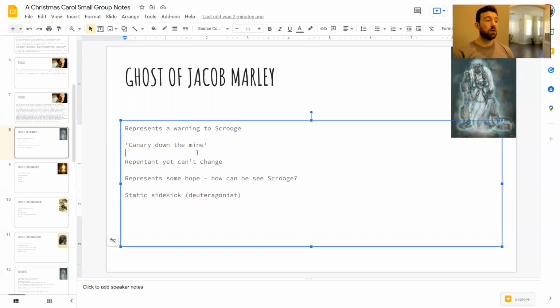He also, in some ways, represents hope, not for himself, but at least for Scrooge, because he can see Scrooge. He says to Scrooge, I don't know how I can see you. I've often been here in your home trying to warn you, but I couldn't see you before. But that gives a sense of hope. For some reason, there's a little bit of hope that maybe Scrooge wouldn't have to have the same fate as Marley.